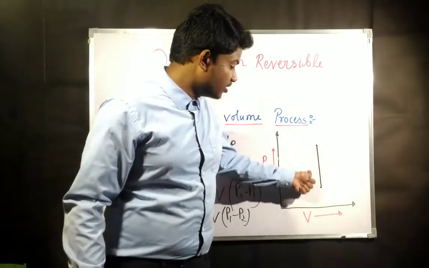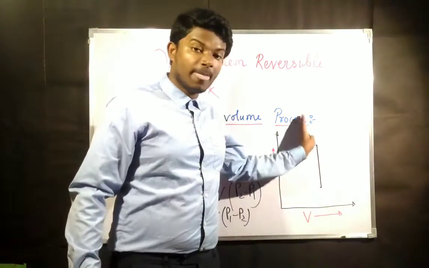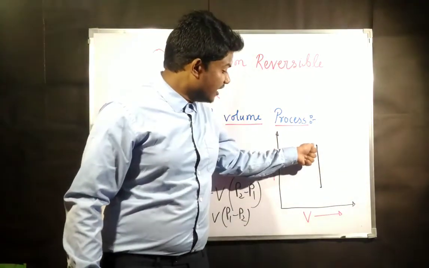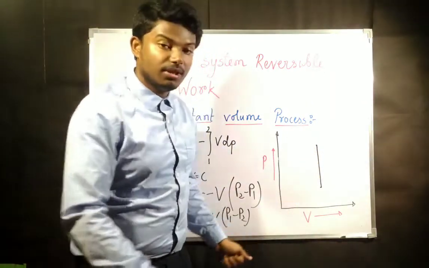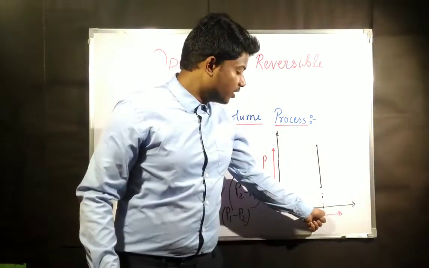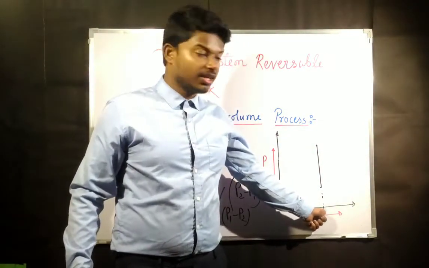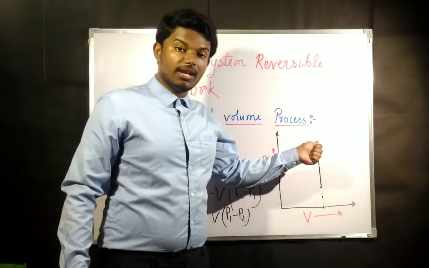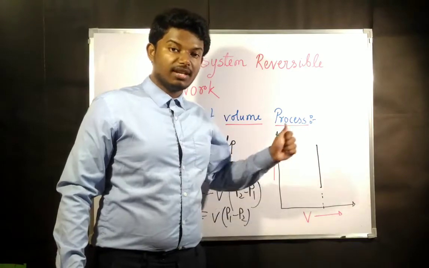Okay, if you draw a constant volume process, it will be perpendicular to the volume axis and parallel to the pressure axis. At each and every point it will have the same volume, whatever the volume is at this point. So this is a constant volume process when you plot it on a PV diagram.